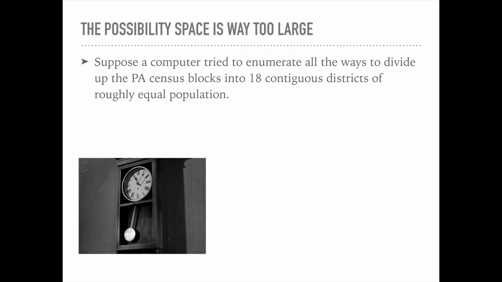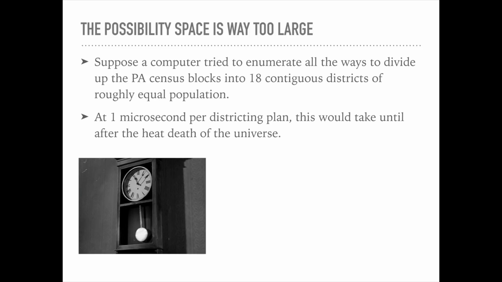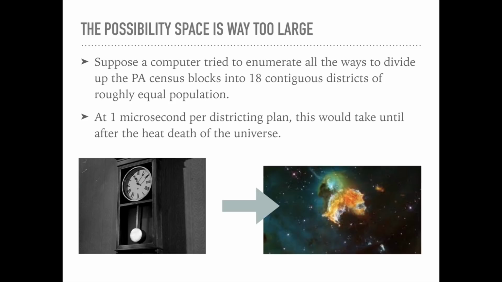So let's say you want to redistrict Pennsylvania. You have its census blocks and you want to break them up into 18 districts. How many ways to do that? Well, if you started to enumerate this at 1 microsecond per plan, it would take until after the heat death of the universe to get to your response. You're just not going to do it. This is outside the realm of what is doable.